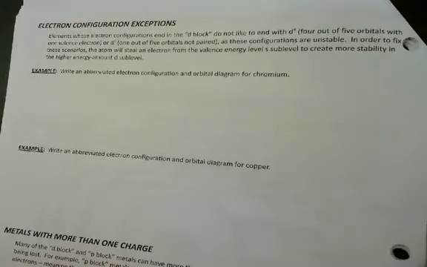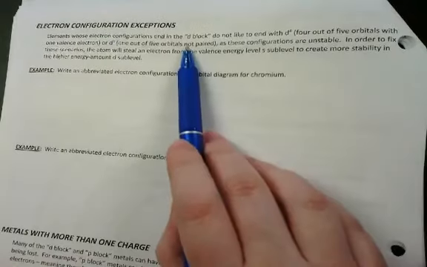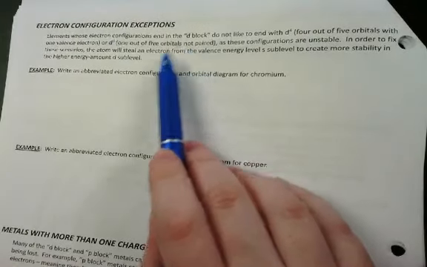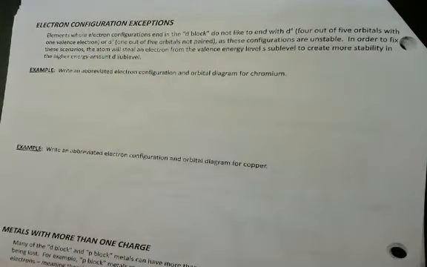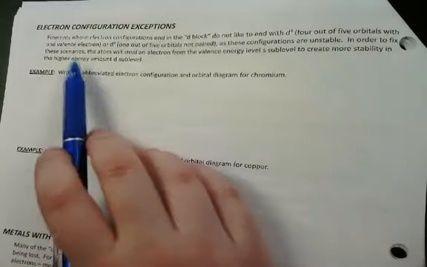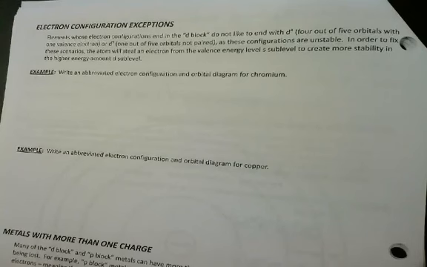So instead what happens is, because these are higher energy than our S, this D block is going to steal an electron from our S sublevel so that we are more stable in our higher energy D.